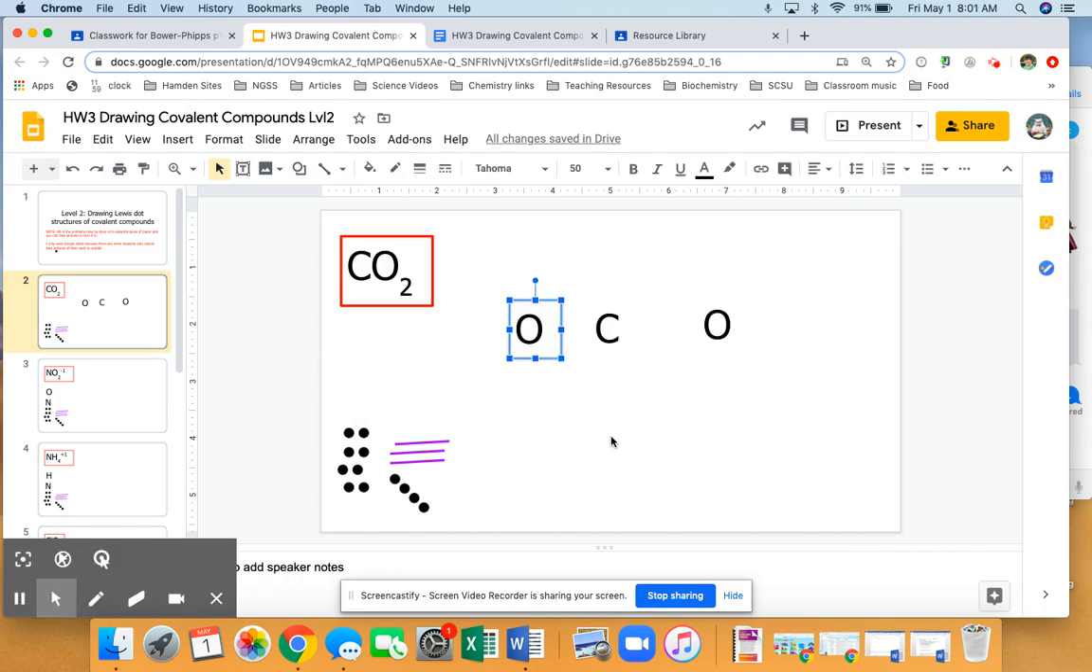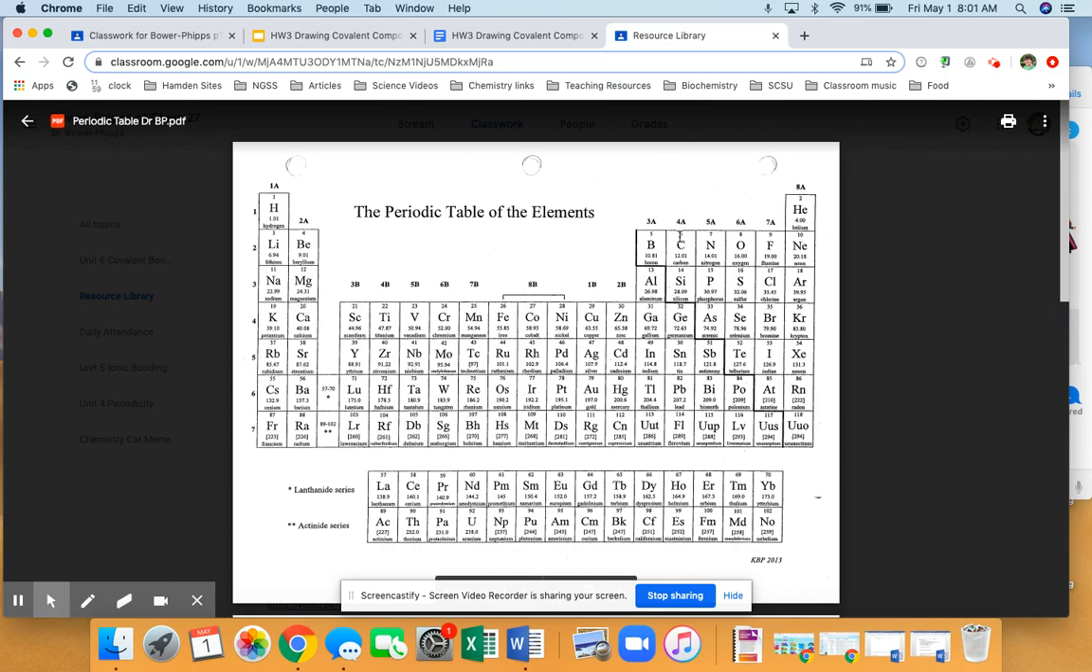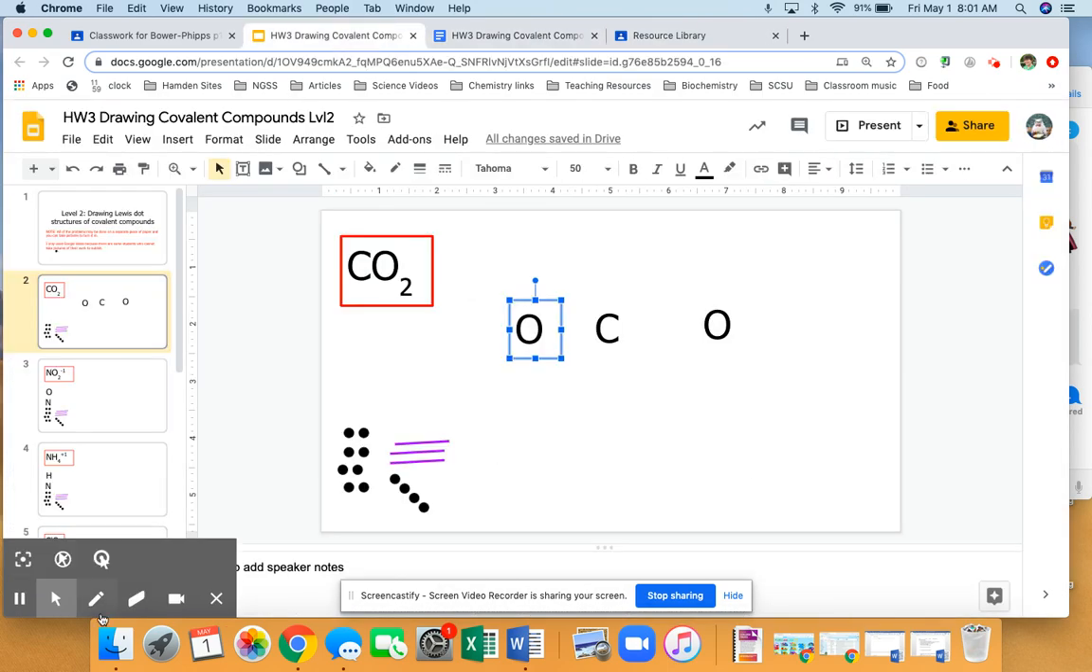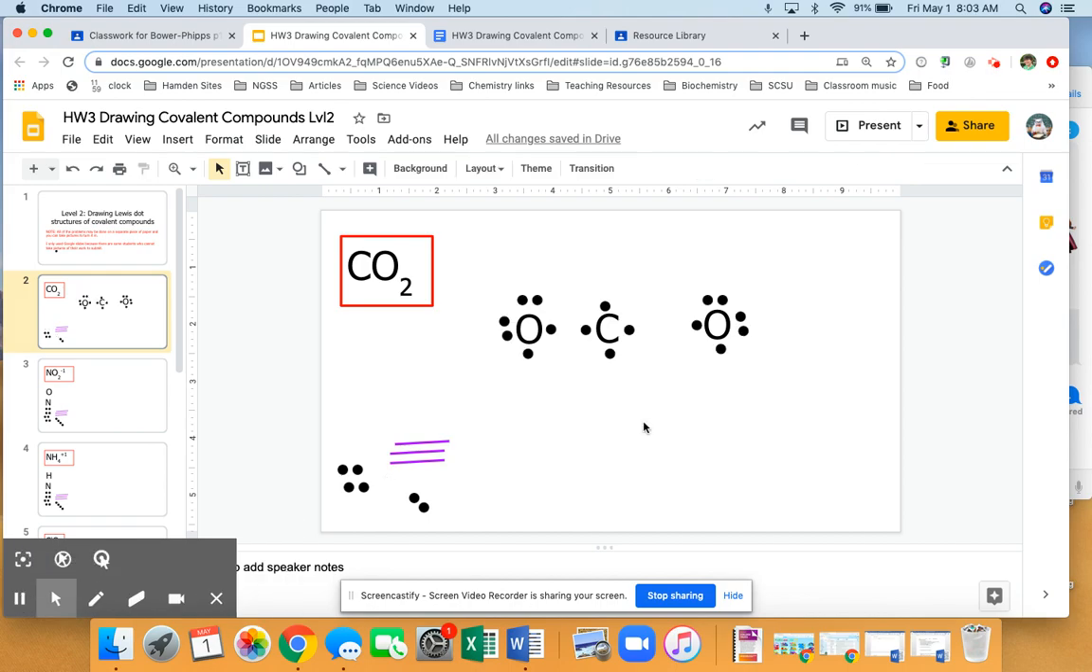The next step after getting all of your atoms there, so I have 1 carbon and 2 oxygens, is to make sure that you have the correct number of valence electrons around each atom to start. Carbon should have 4 valence electrons, and oxygen should have 6 valence electrons. So I'm going to put those valence electrons around my atoms right now. Okay, now I have all of my valence electrons around.